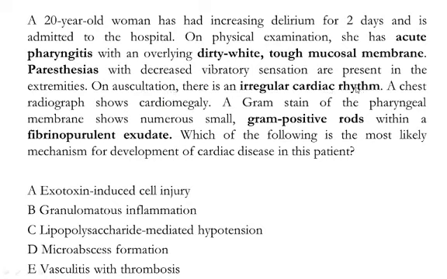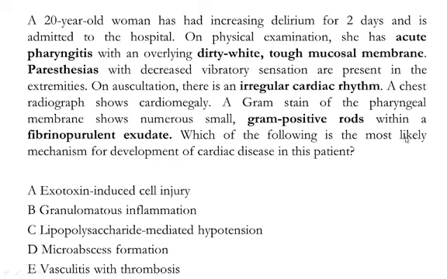So we have some troubles with vibratory sensation as well as with the heart. A chest radiograph shows cardiomegaly. The involvement of the heart is obvious, isn't it? A gram stain of the pharyngeal membrane shows numerous small gram-positive rods, not streptococci, aren't they? So they are Corynebacterium diphtheriae within a fibrinopurulent exudate. So we have seen that before.